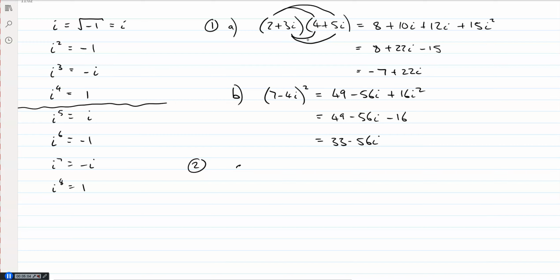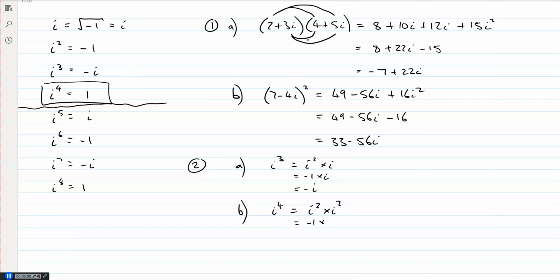So 3 parts, so simplify i cubed. So we've talked about this already on the left hand side here. So we can see this i cubed is minus i up here. But i cubed, probably a good way of thinking about this is i squared times i, which is minus 1, times i, which is just minus i. Part B, i to the 4, again we've got this on the left. Here's i to the 4 is 1. And we talked about this before. Good way of thinking about this, i squared times i squared. Minus 1 times minus 1, positive 1.